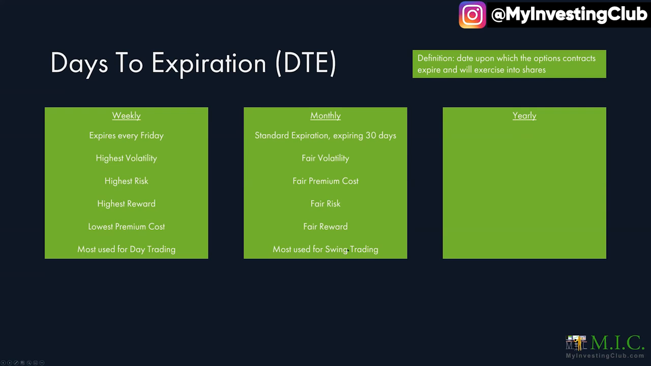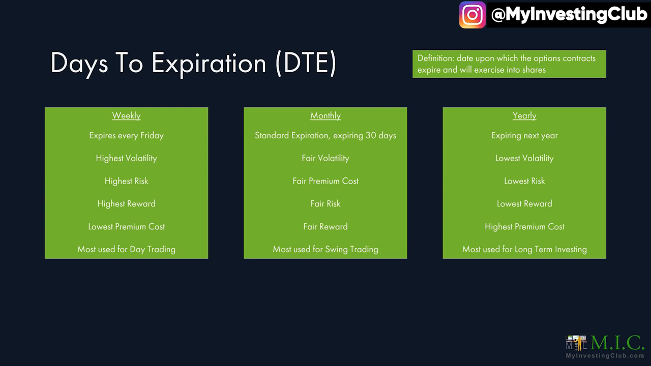You're mostly going to choose expirations somewhere around monthlies when you're using options. Yearly contracts expire next year. That's just how I explain it. They have the lowest volatility. This is what you're going to use if you're a long-term investor: you can always buy yearly calls and hold them for that period of time.